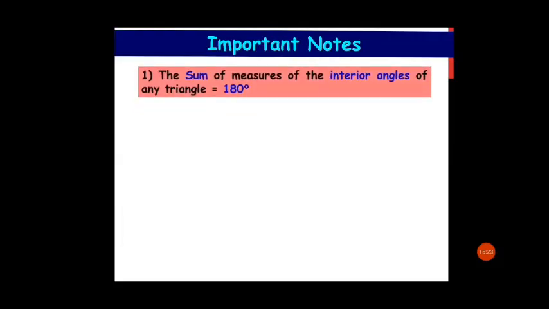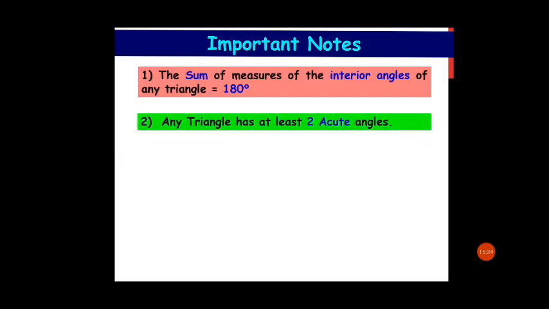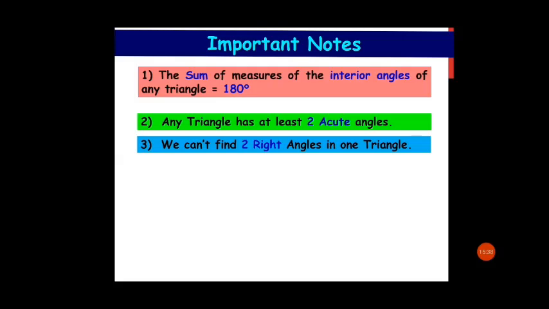So let's revise the notes we just discussed. The sum of the measures of the interior angles of any triangle equals 180. Any triangle has at least 2 acute angles. What about the right and obtuse?